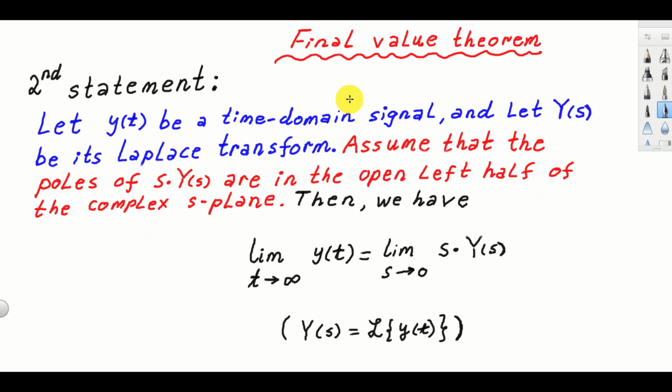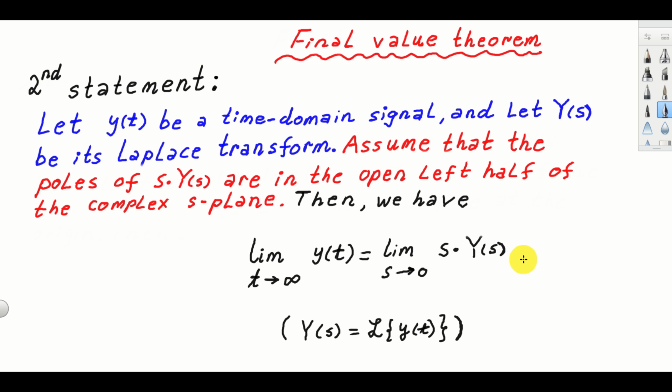Here is the second statement of the final value theorem. Let lowercase y of t be a time domain signal and let uppercase or capital Y of S be its Laplace transform. Then assume that the poles of s multiplying Y of s, that is s multiplying the Laplace transform Y of s, are in the open left half of the complex S-plane. Then we have the limit value when t goes to infinity of the time domain signal y of t is actually equal to the limit value when s goes to 0 of s multiplying the Laplace transform Y of s.